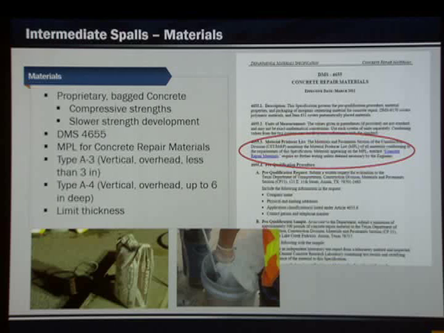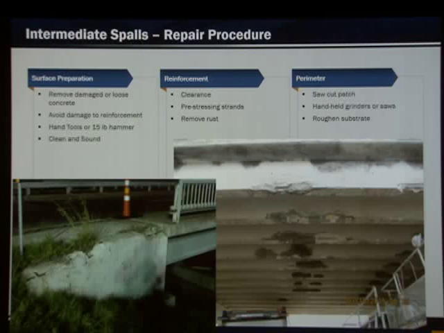The best practice is to select a non-rapid setting material with the lower compressive strength, and that'll give you the best long-term performance. And this is DMS 4655 for concrete repair materials. And that's going to give you, again, the properties, the pre-qualifications, and repair types A through D. Intermediate spalls fall under type A repairs, 3 or 4, depending on the location of the repair and the thickness. Again, it'll take you right over to the material producers list where you can find pre-approved manufacturers.